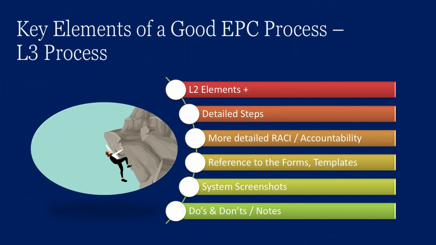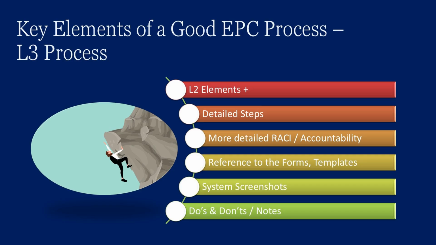So let us understand what is L3 process map. So L3 is where execution clarity begins, and L3 answers how does each L2 block actually work. If L2 is the highway map, L3 is the street level navigation.